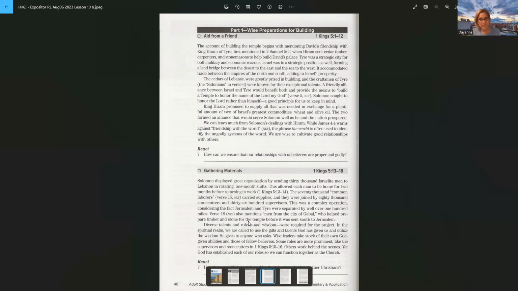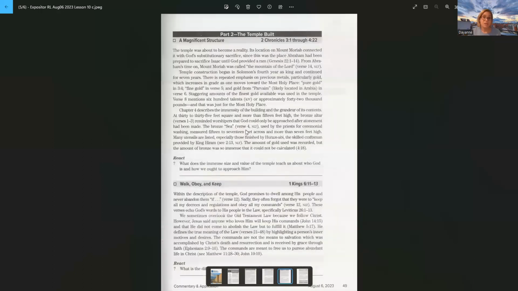Sometimes, depending on what they're speaking about, they want to be able to align it with what's written in the New Testament as well. Okay. So moving on to part two, the temple built. Now you're right in the middle.